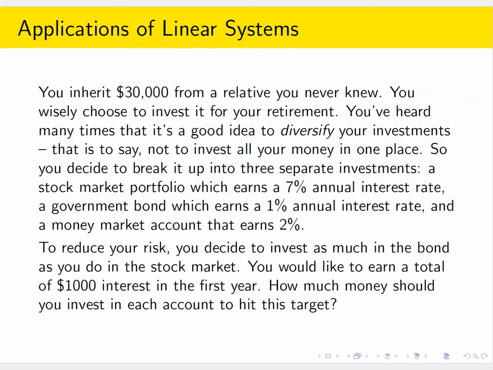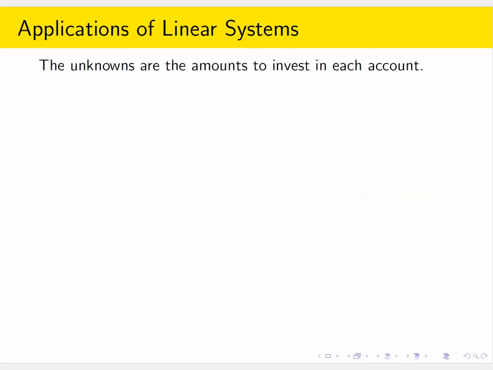So in order to reduce your risk, you decide to play it safe. You're going to diversify your investments by using all three options, and you're going to put as much in the safe bonds as you do in the risky stocks to offset your risk. Now, you would like to earn $1,000 interest, even though you are playing it somewhat safe. So how much money should you invest in each account to hit this target? And this is assuming you can count on these interest rates of 7, 1, and 2% interest. So let's see how we could proceed.